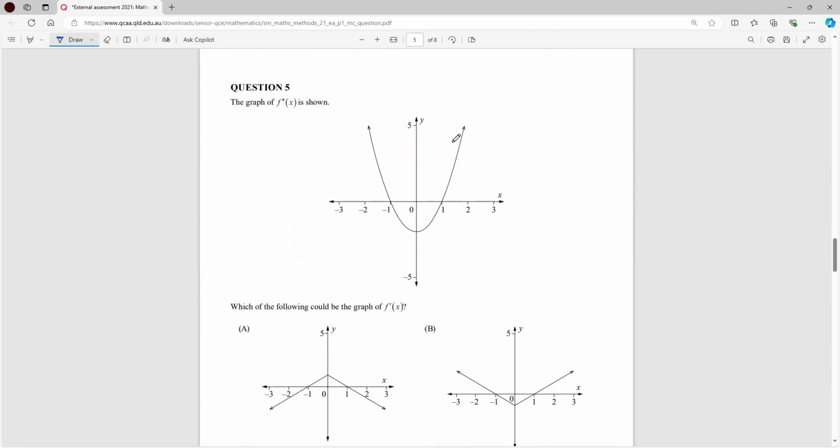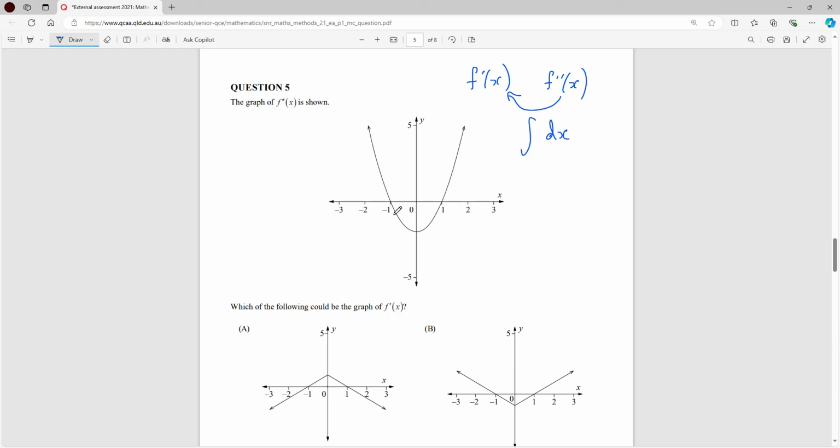The graph of the second derivative is shown. Which of the following could be the graph of the first derivative? Okay, so if we have the second derivative here, if we want to go back to its first derivative, we need to integrate with respect to x, okay?